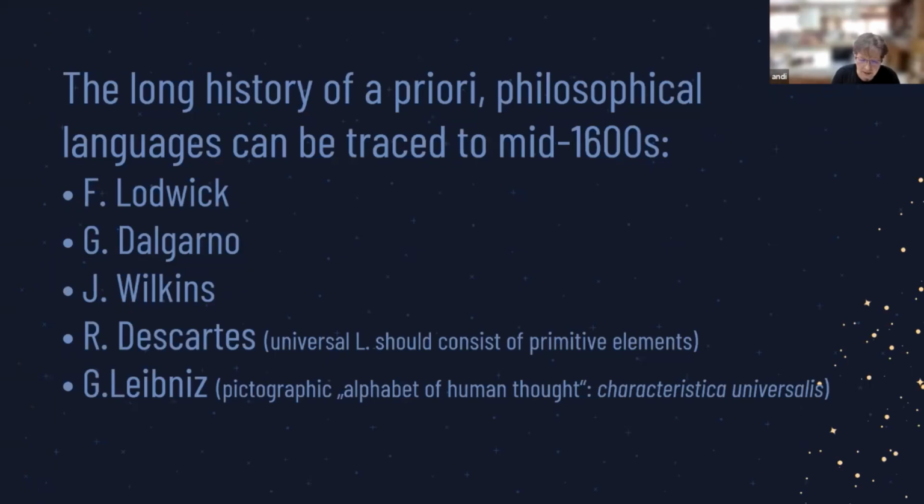So this idea of semantic primes or of a priori and philosophical language has a long history that dates back to the mid-1600s. And specifically, Descartes thought that a universal language should consist of primitive elements. And then later Gottfried Leibniz proposed a pictographic alphabet of human thought, which he termed the Characteristica Universalis. So that is very much the idea that aUI is based on.